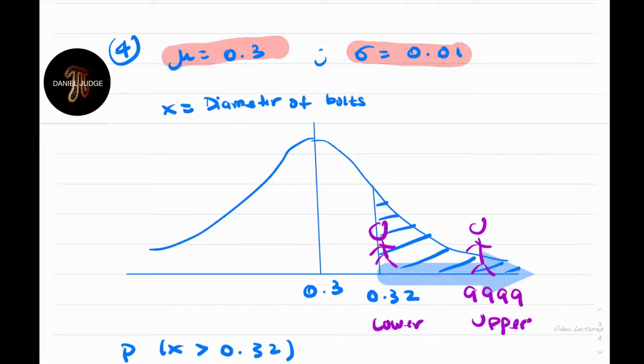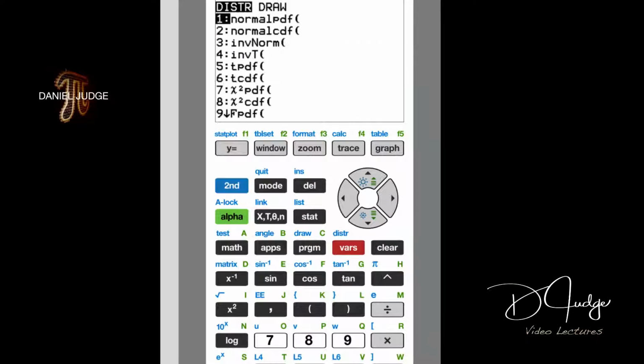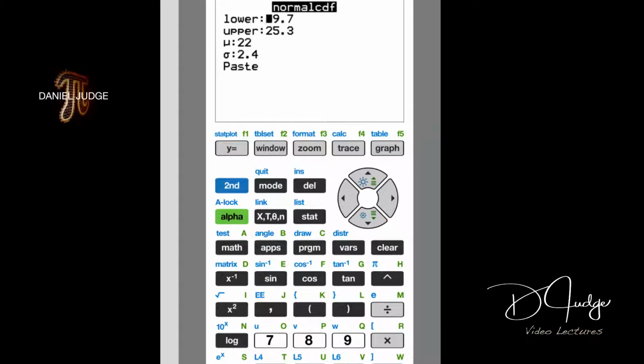Okay, let's go to the TI. Here we go. Second, distribution. Normal CDF. Lower value is 0.32. The upper default value, 9999. The mean, 0.3. Standard deviation, 0.01. We're going to paste this.